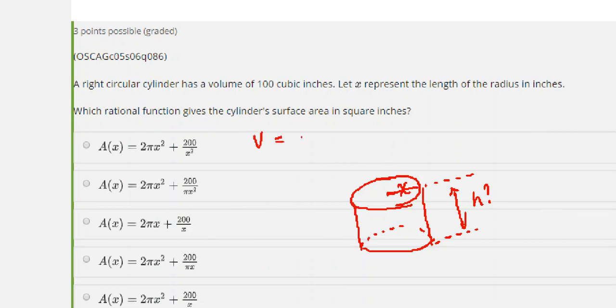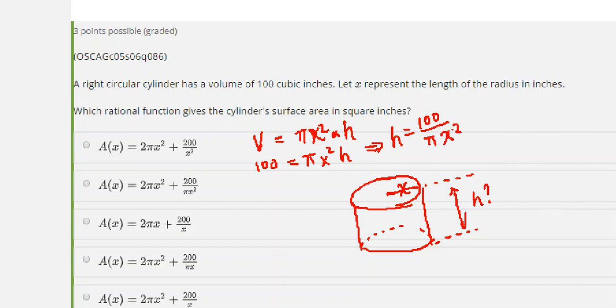The volume is equal to pi x squared, which is the area of this circular surface, the top or bottom, times the height, which is h. We don't know it, but we want to figure that out. Now, the volume is 100 cubic inches, which equals pi times x squared times h. Therefore, we do know h is 100 divided by pi x squared, right? So that's what we know.